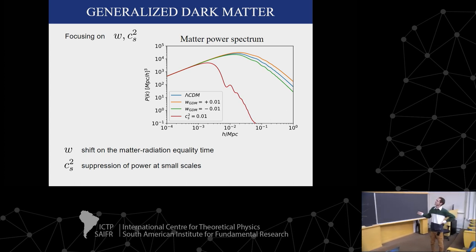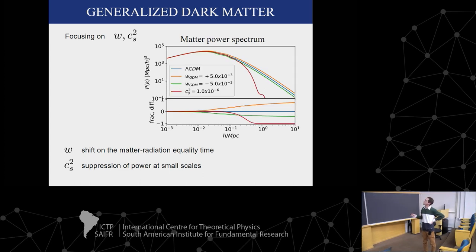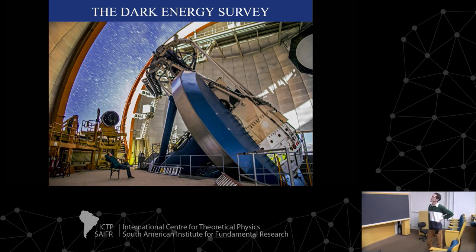These are very exaggerated values for these parameters. Here are more reasonable ones. And here you see the effect on the matter power spectrum and the fractional difference from lambda CDM. OK? So this is enough about generalized dark matter.